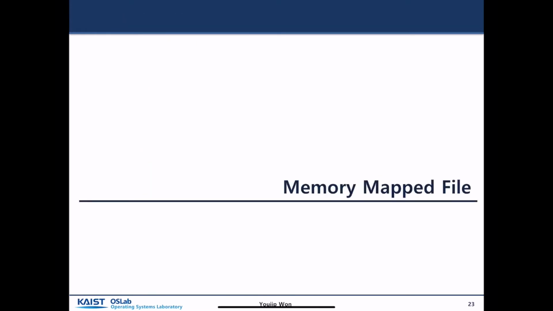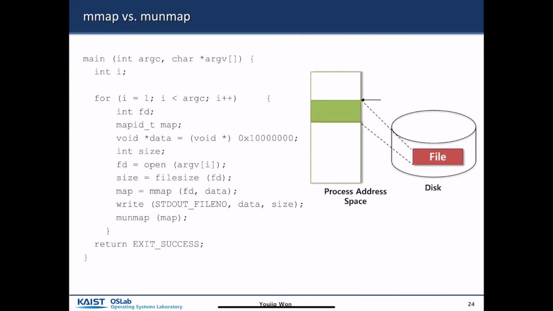The next topic is memory mapped files. Let's look at the code. We're going to explain memory map and memory unmap, which are represented by the functions mmap and munmap. Look at this function. There's a main function and there's a for loop, and we are assigning a certain hexadecimal value to the pointer. And then we open a file, and then we call mmap with the file descriptor and data.